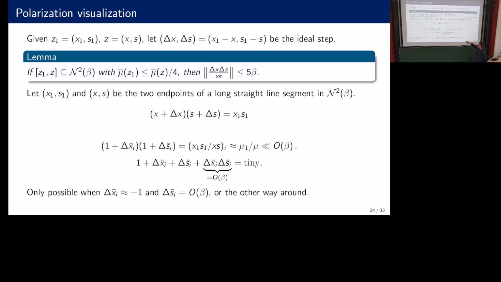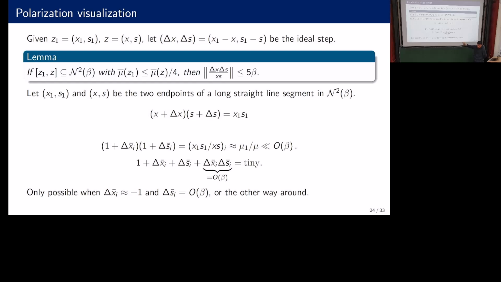So each coordinate x1 s1 over xs is approximately mu1 over mu. And then since we are talking about a long straight line segment, this is far less than order beta. So I have an equation that 1 plus delta xi plus delta si plus something that is order beta is equal to something very tiny.